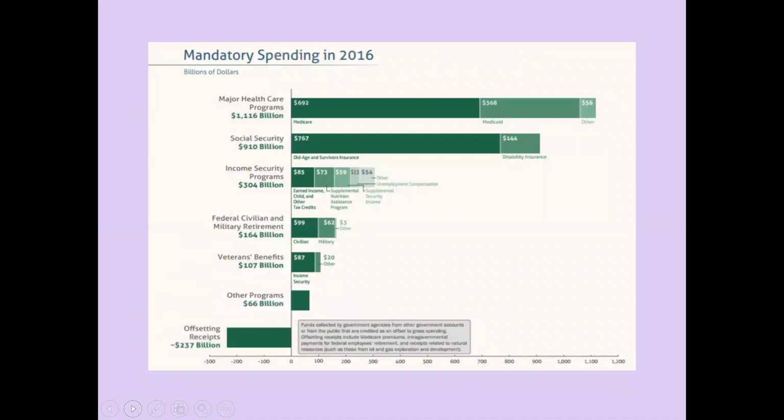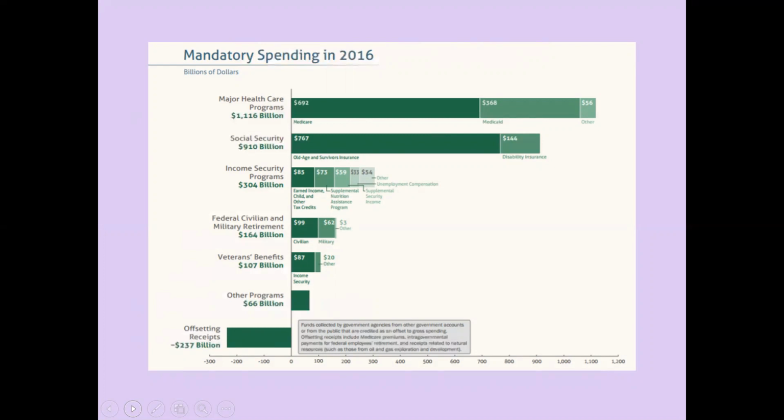Now, let's take a closer look at mandatory versus discretionary spending. So in the U.S., our major healthcare programs combined are the most important and most expensive programs that we have. Social Security is the single biggest program, but in total, Medicare, Medicaid, and other programs for health benefits account for about $1.1 billion.